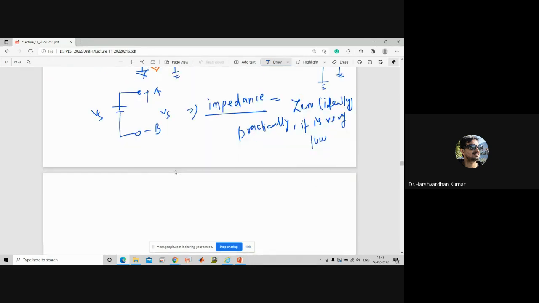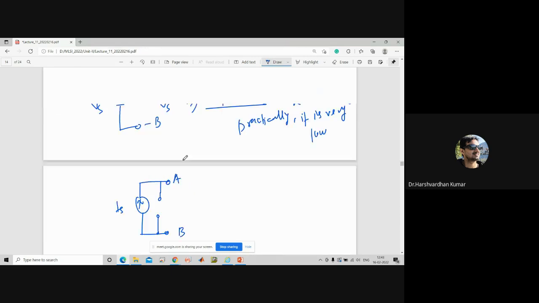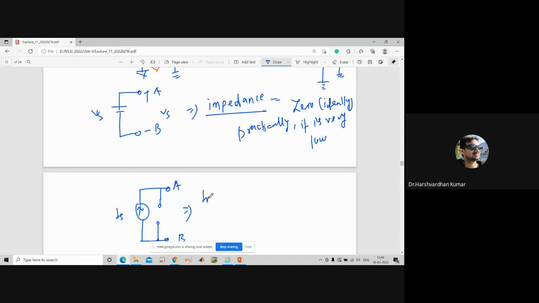However, your answer is correct, but for the current source. So let us talk about the current source. Ideal current source. Let us say this is the terminal. We always connect the high input impedance across the current source. You have to remember, the impedance for the current source is infinite for an ideal source. However, practically it is very high. So your answer is also correct, but only for the current source. It is very high.